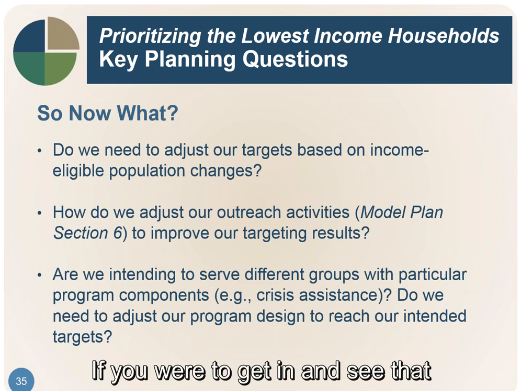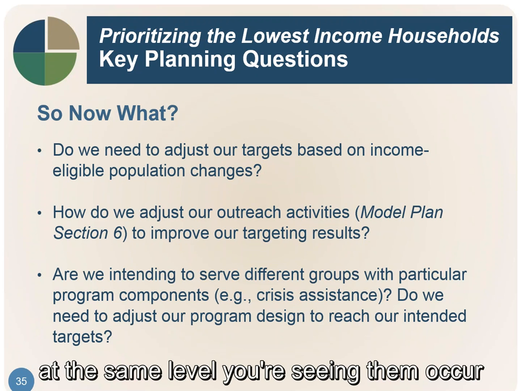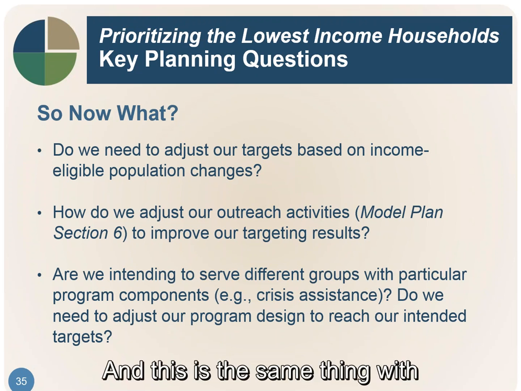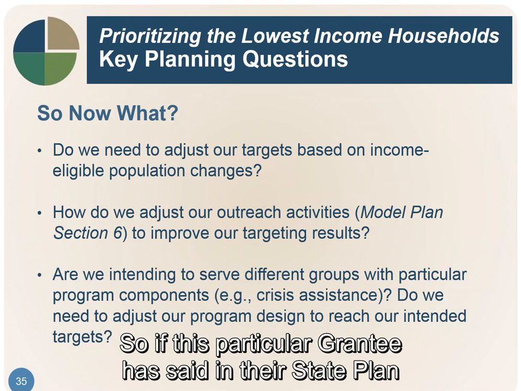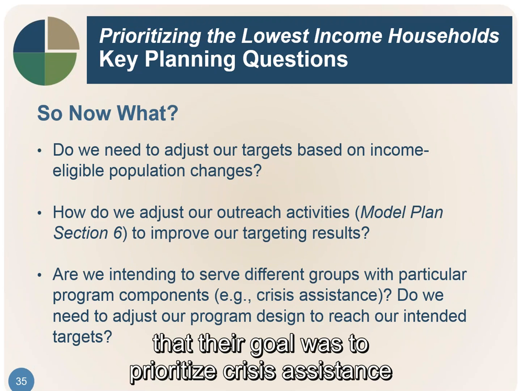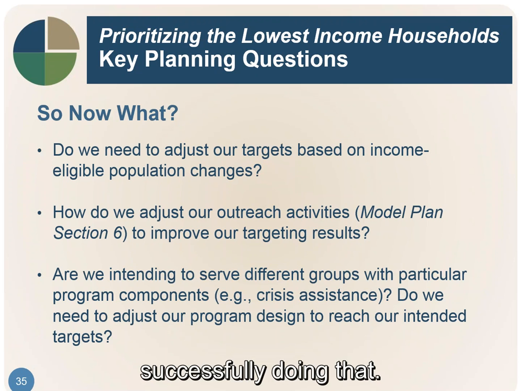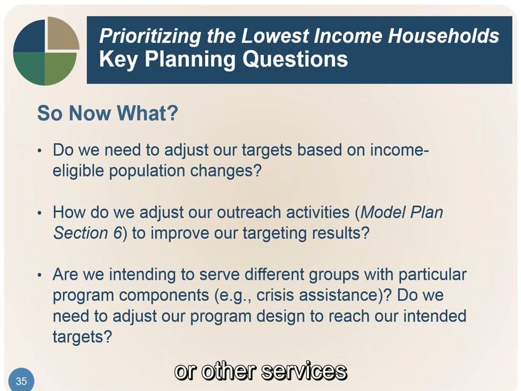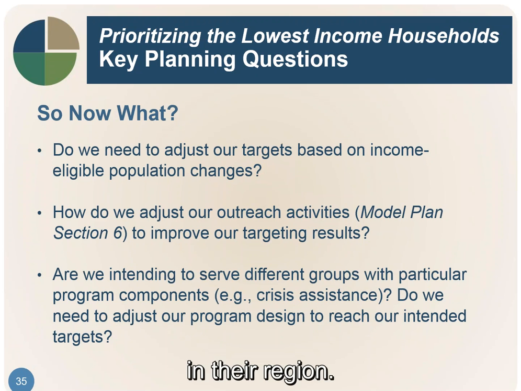If you were to see that you are not reaching those lowest income households at the same level you're seeing them occur in the eligible population, what are some things you could be doing to better reach them? And this is the same thing with vulnerable households as well. Are we intending to serve different groups with particular program components? If this particular grantee had said in their state plan that their goal was to prioritize crisis assistance to the lowest income households, this data would suggest that they're successfully doing that. If that was not their intention, then it may be worthwhile to explore using other program components or other services to address crises among the lowest income households in their region.